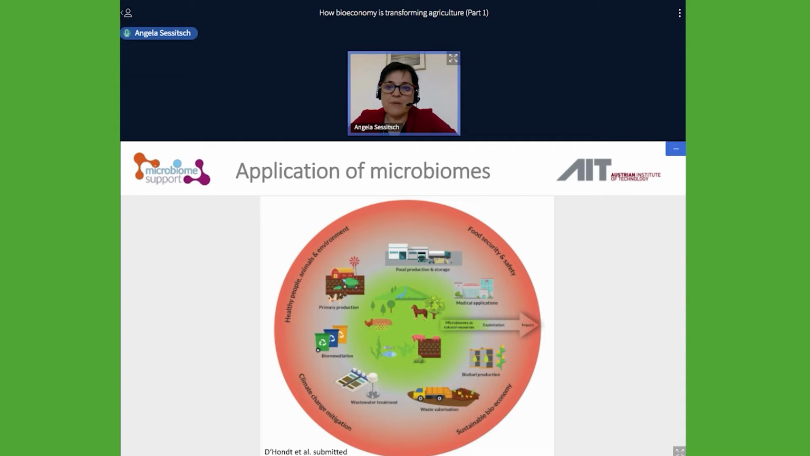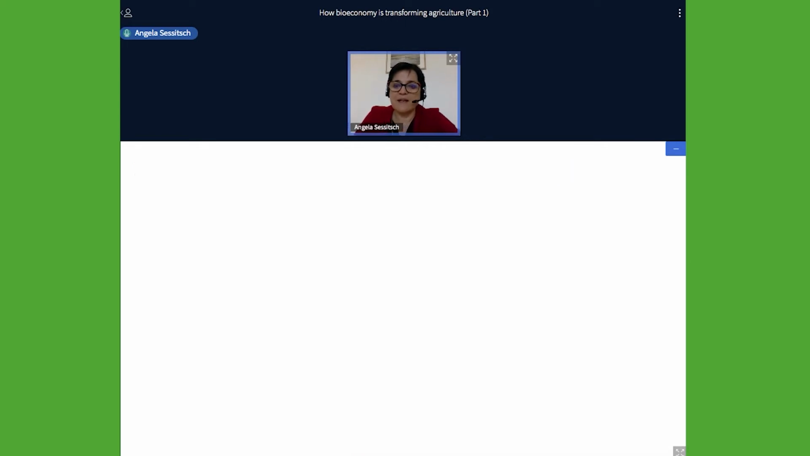They play a very important role in primary production, so they can be used as biofertilizers, as biopesticides, as agents to enhance plant stress tolerance, or they can help as probiotics for animal production. They are very important also, of course, for the whole food production. So many food products are based on microbial activities.